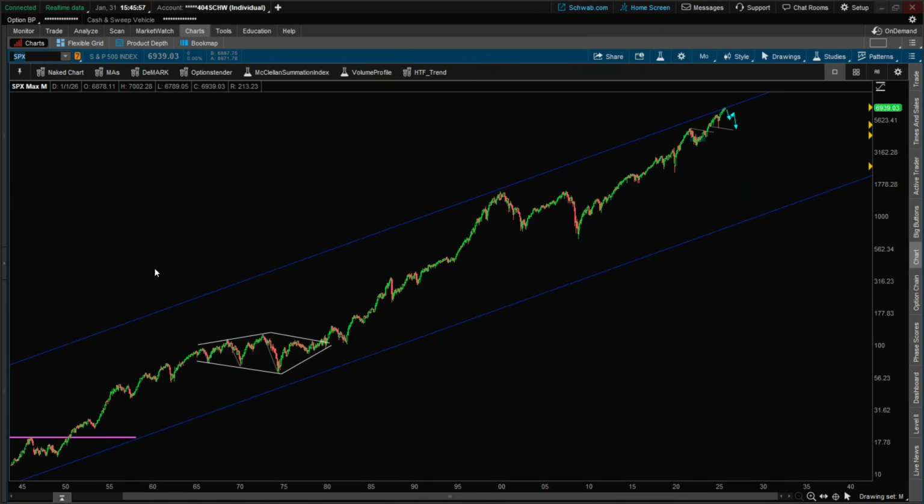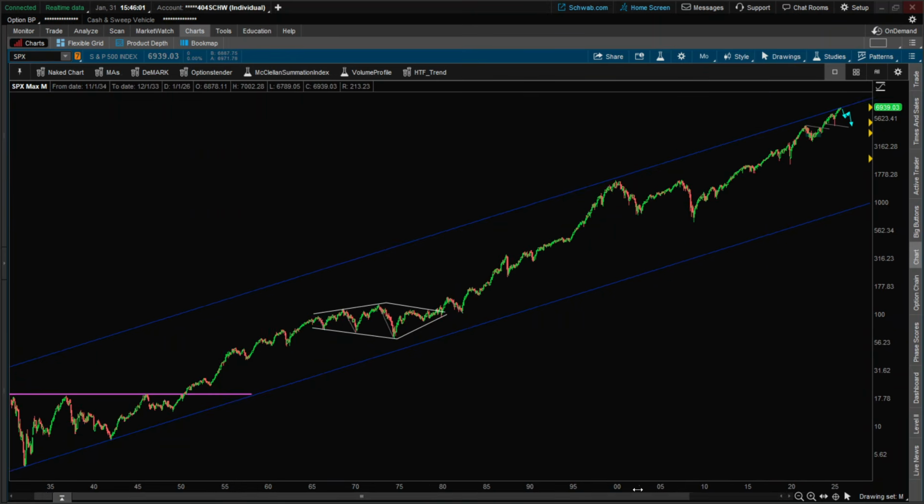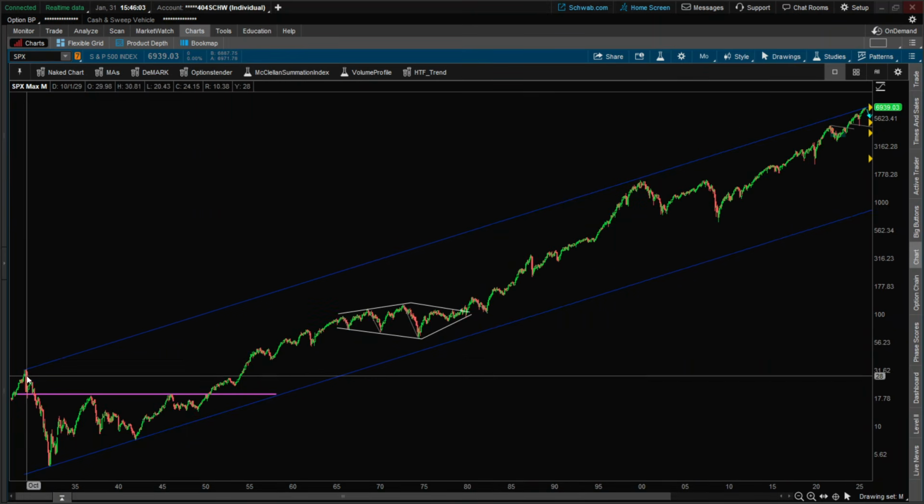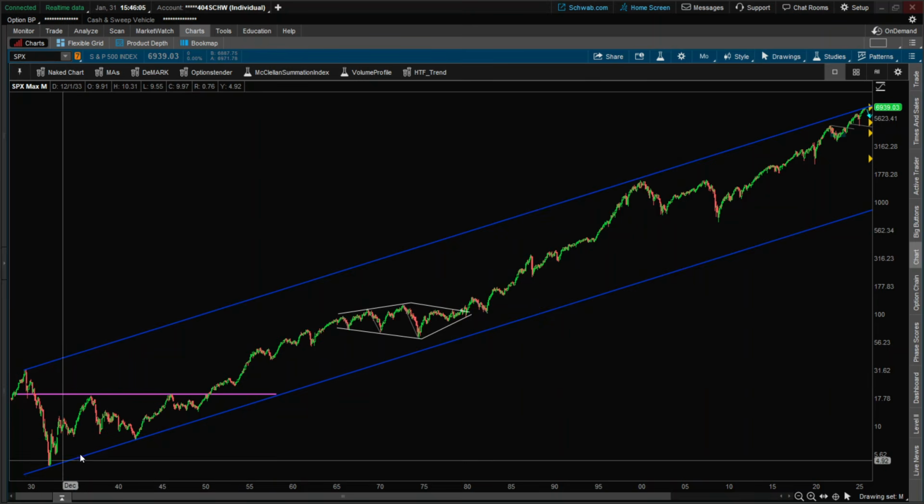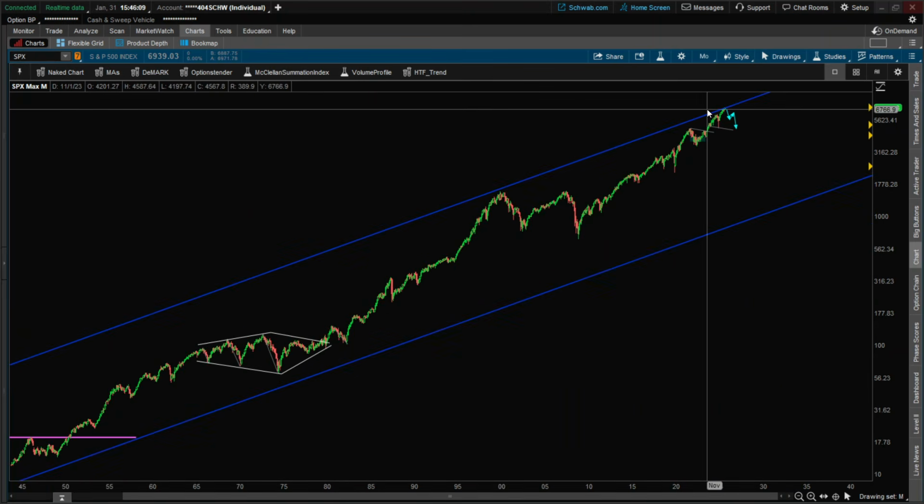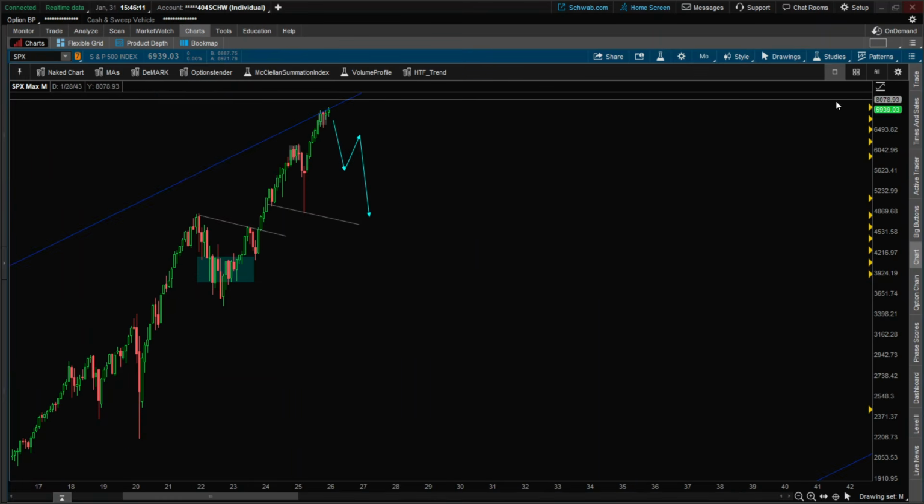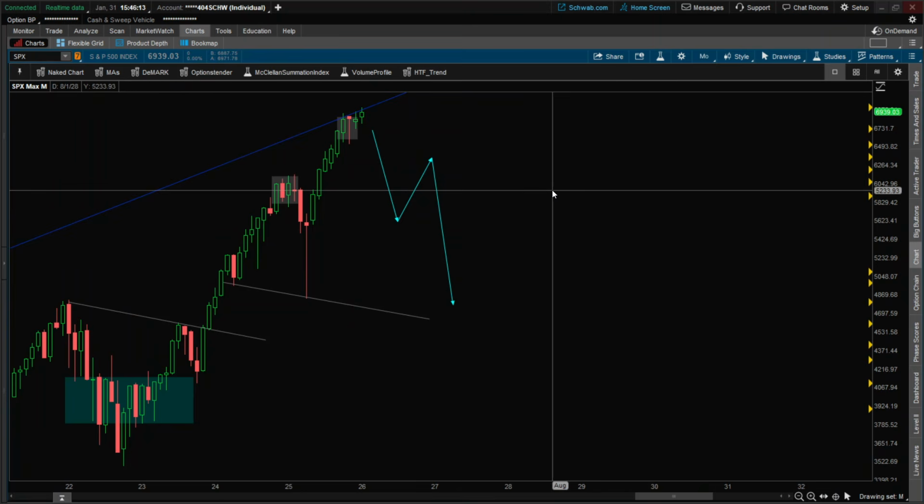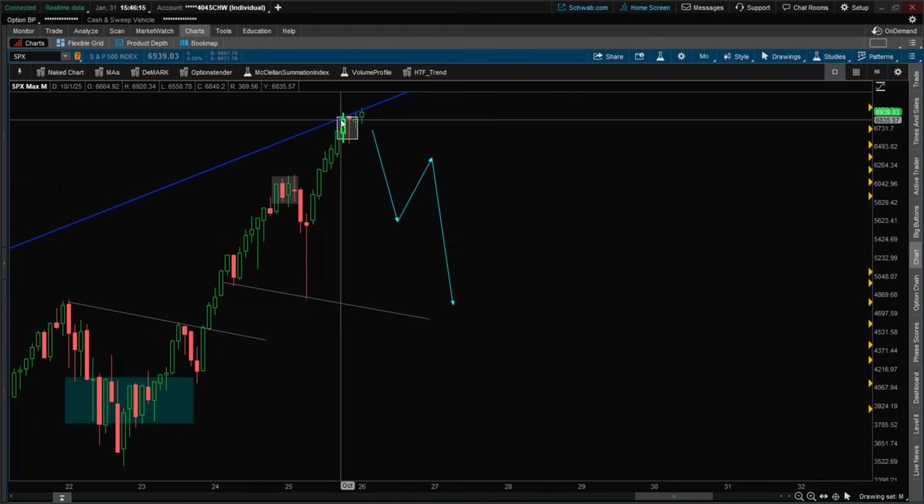All right, so let's jump into it. We have SPX on the monthly time frame. Always like to look at this one. Starting off 1929, we made the lows here. We have a parallel that lines directly up to where we are now. Look at the candles. Look at it closely. Rejection.